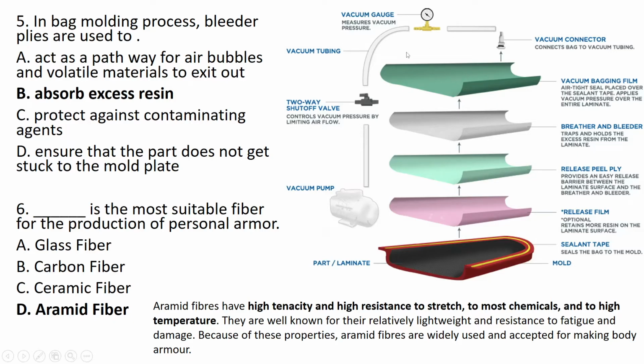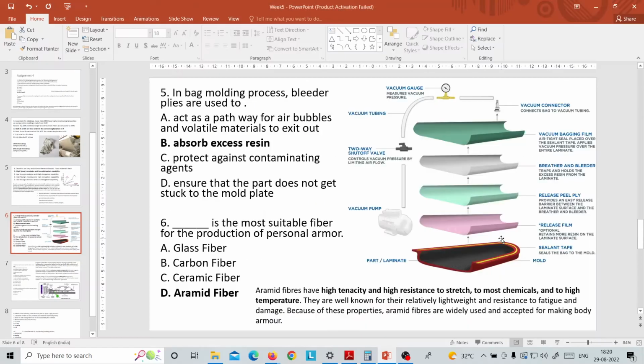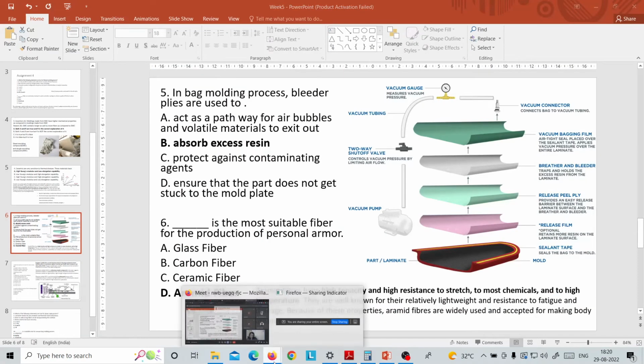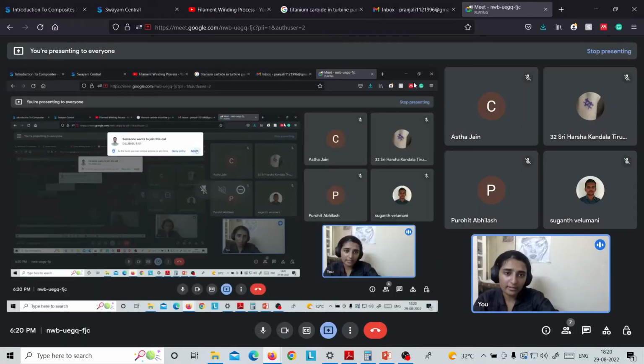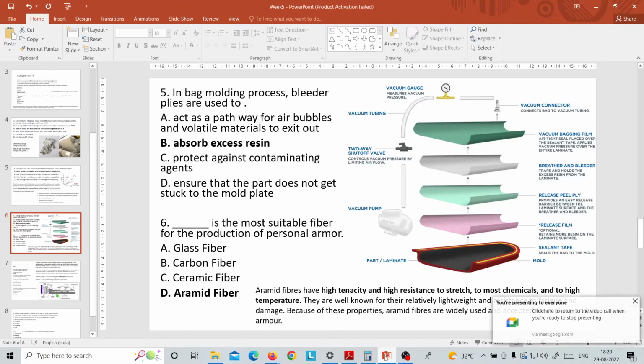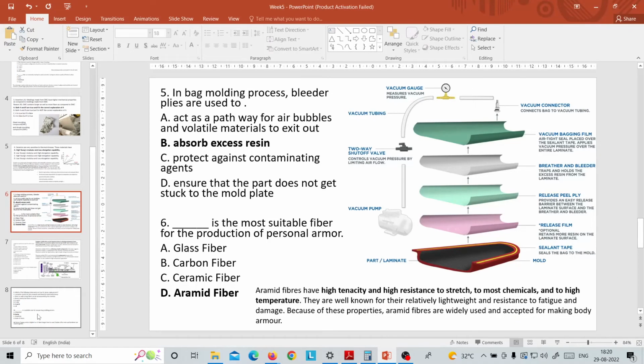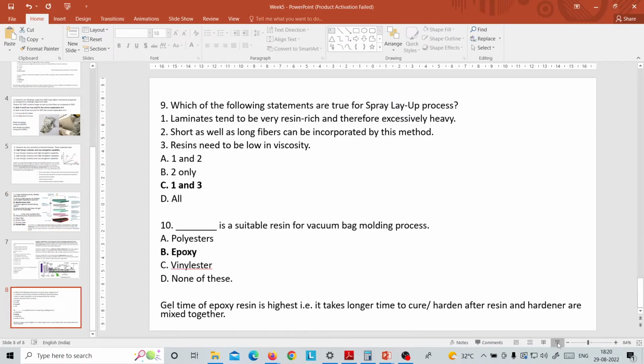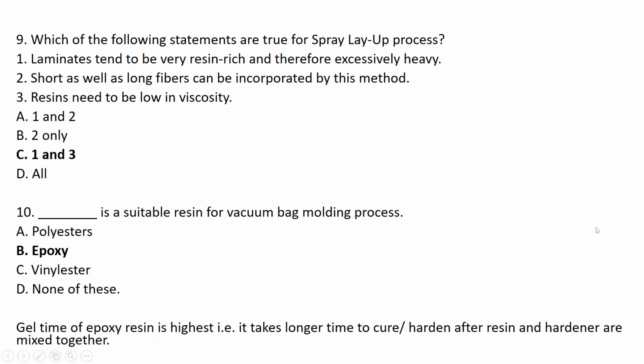Proper vacuum should be applied on the entire surface through all the peripheries of the composite, and after that it should slowly start curing. So in that case, it's quite important that the resin should not cure or harden before this entire process is completed, and therefore the gel time of the resin plays an important role in defining which kind of resin should be used for this particular process.